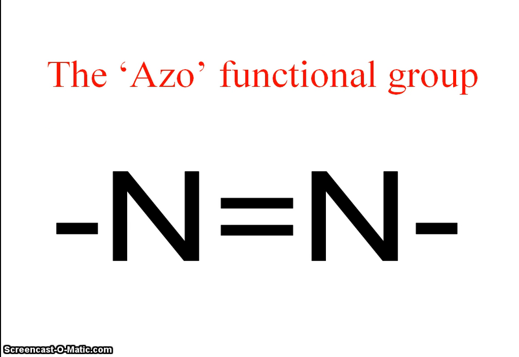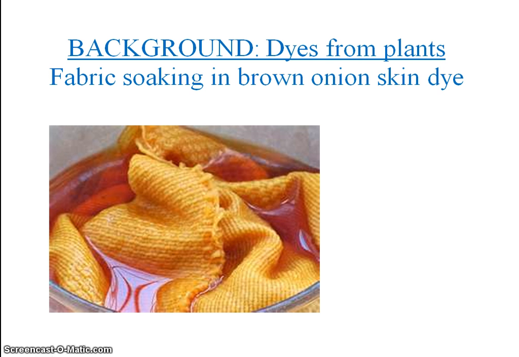So here's the Azo group. It's a new functional group, simply the double bond between two nitrogen atoms. We'll be looking at using benzene compounds to produce dye molecules.